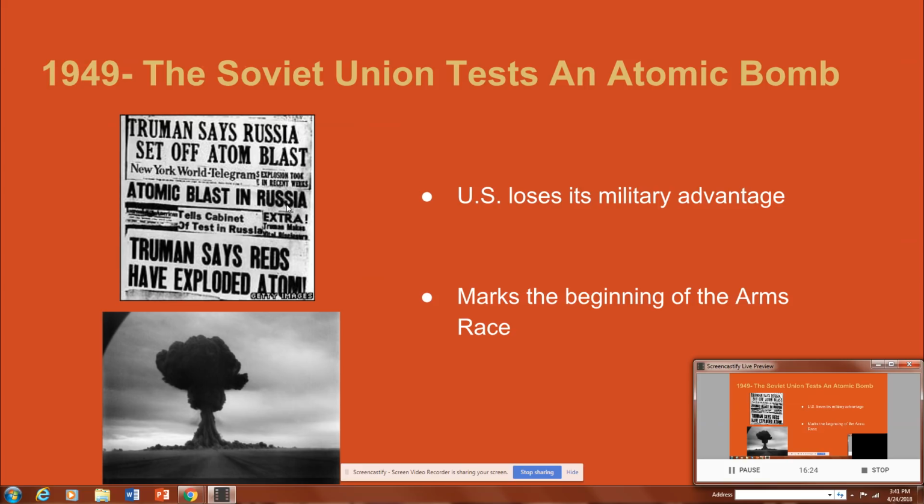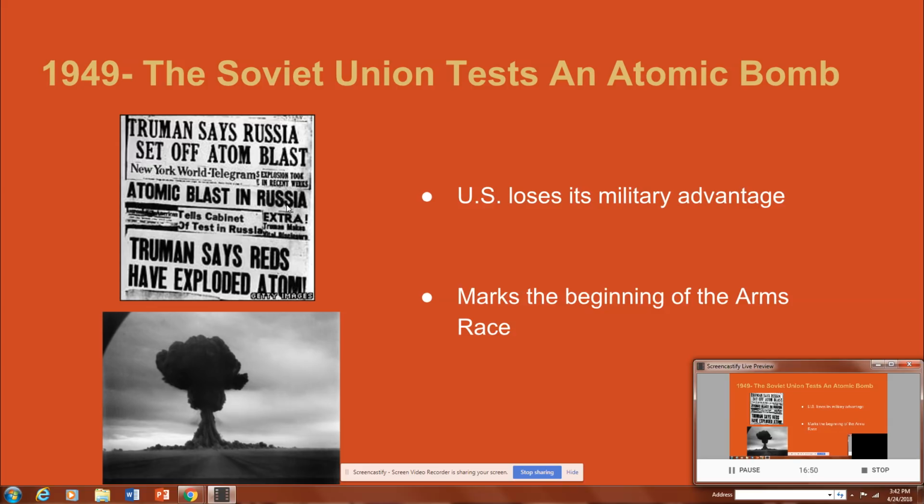The second major event of 1949 was that the Soviet Union tests an atomic bomb. It catches us by surprise. How did they get this information? The Manhattan Project was top secret. We detonated the two bombs we had made in World War II. So some way they had found this information. And the possibility of spies in the United States freaked people out.